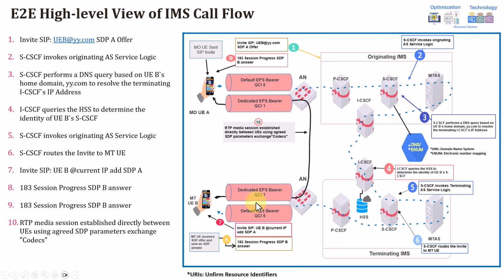Now, in between, the dedicated bearer will be created between user B and user A, which is through the QCI 1. Now the RTP media can flow directly from user A to user B through this access network through the QCI 1. We'll explain in detail how this can be done. So the RTP media is established directly between both users using the agreed SDP offer or parameters in general, which means, in summary, what kind of codecs are supported.